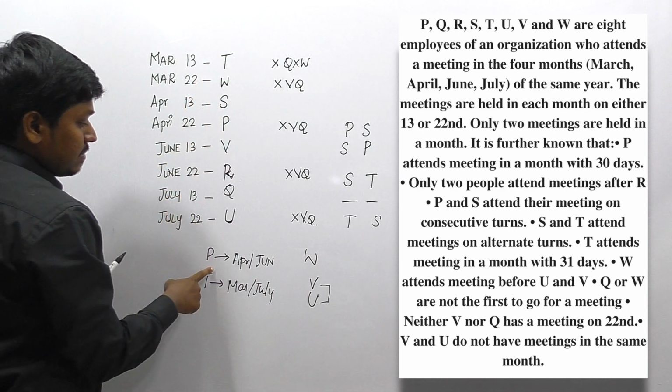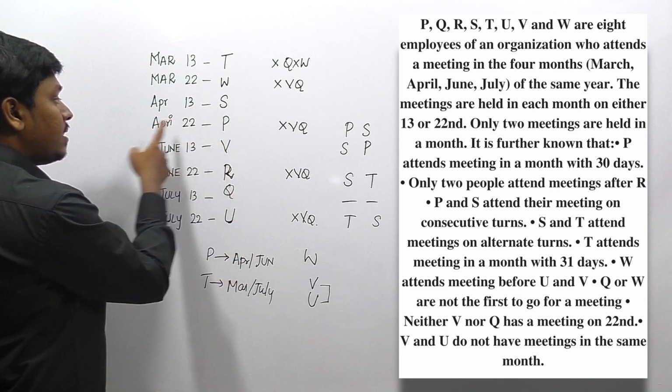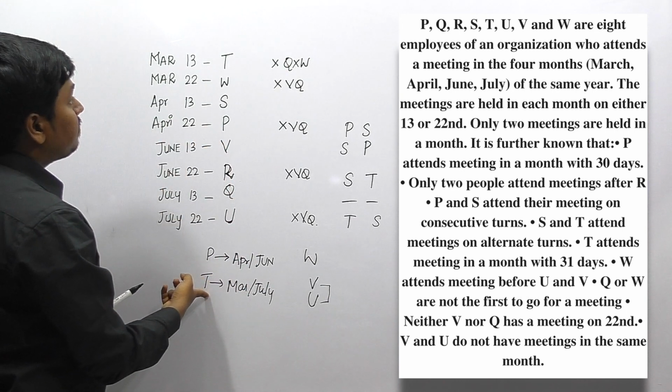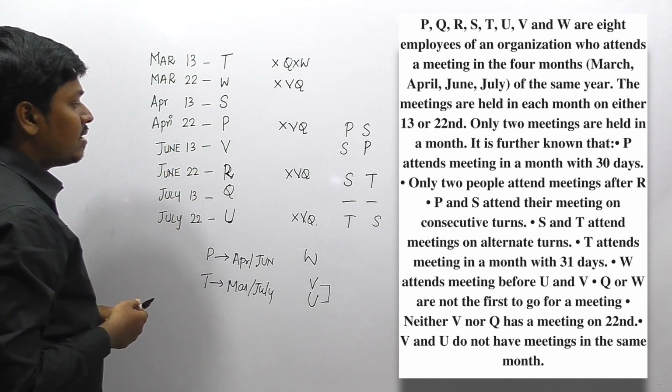So next, P should be April or June. So P should be either in April or June. T should be in the month of March or July. Yeah, we have fixed everything, friends. I think this is correct, right?